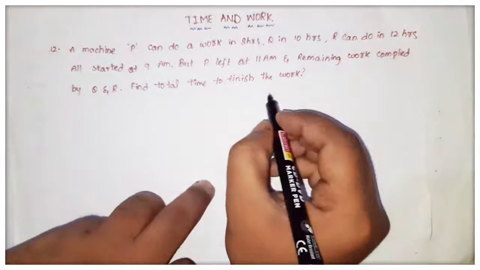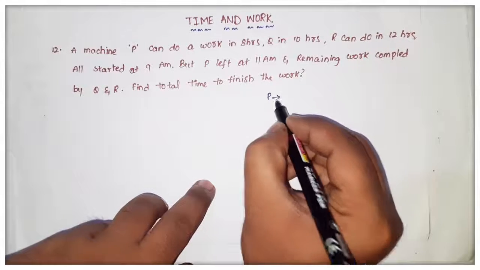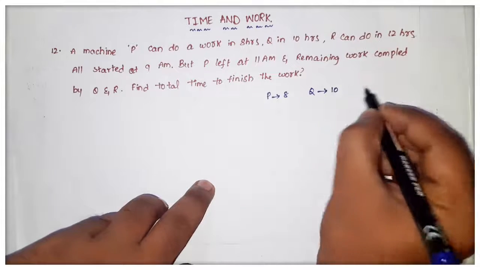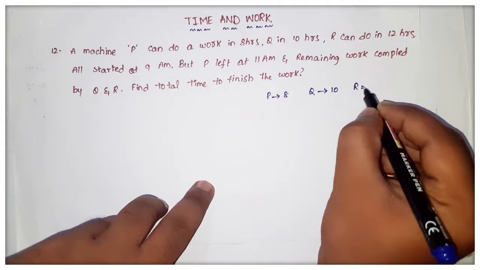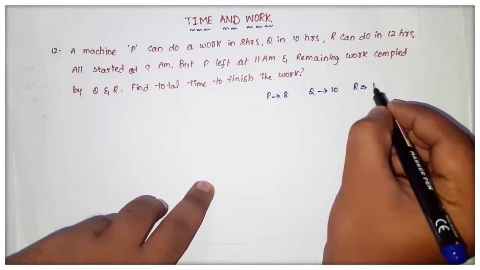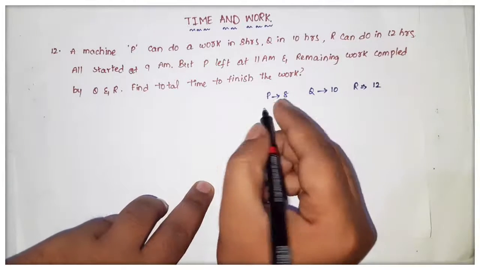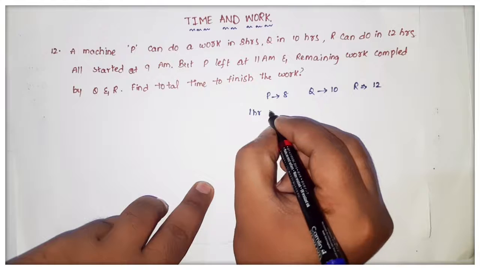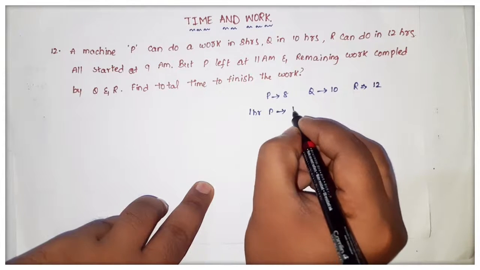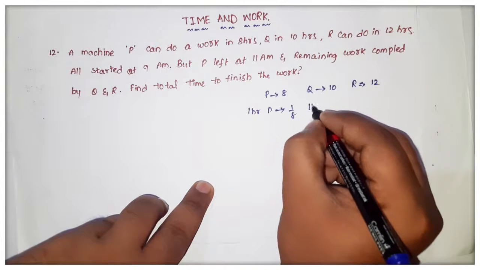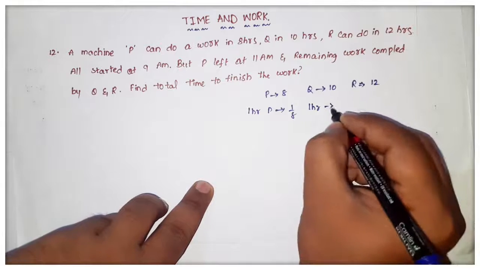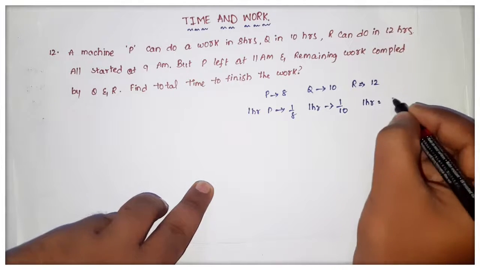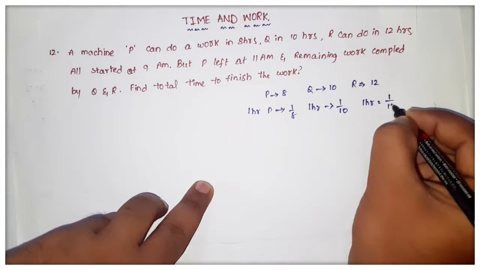Okay, so P can finish the work in 8 hours, Q can finish the same work in 10 hours, R can finish the same work in 12 hours. So work done per 1 hour: 1 hour work of P is 1 by 8, 1 hour work of Q is 1 by 10, 1 hour work of R is 1 by 12.